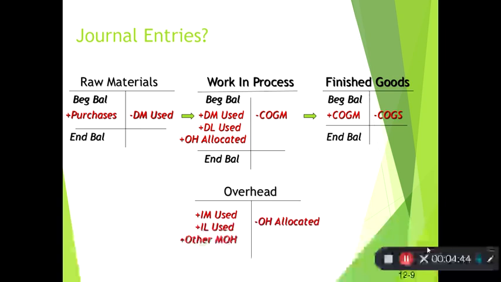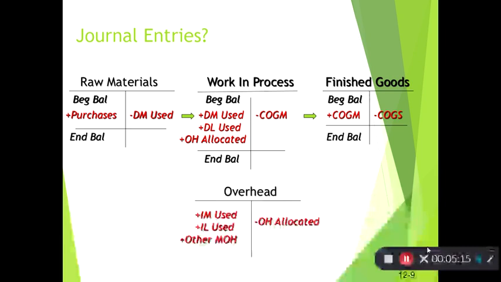And then we're also going to have overhead, which, remember, is allocated, right? And so you'd have a separate overhead account that's going to be accumulating indirect materials, indirect labor, other manufacturing overhead, and then it's allocated using some allocation method, which you learned in your cost class, right? Whether it's activity-based costing or very simple ways using direct labor or direct materials or something like that.